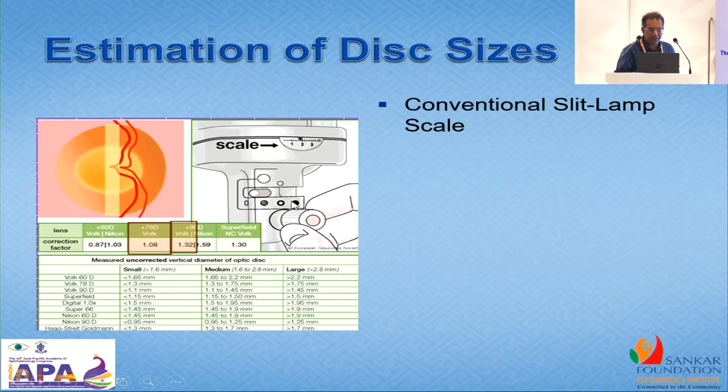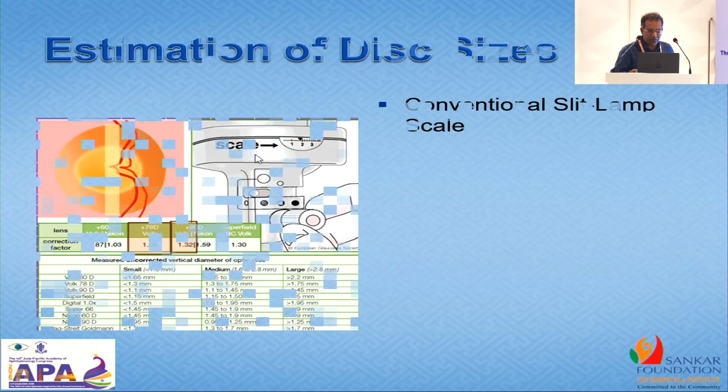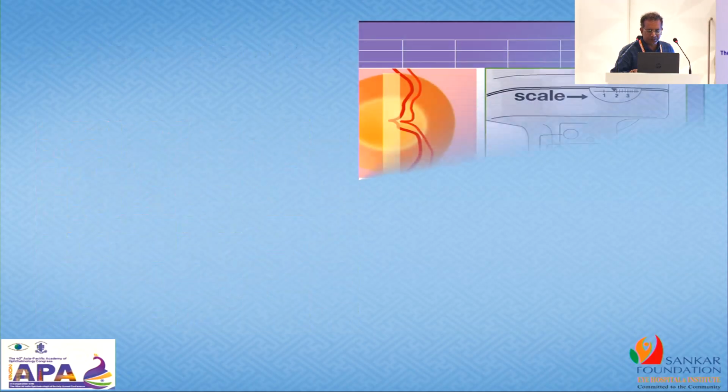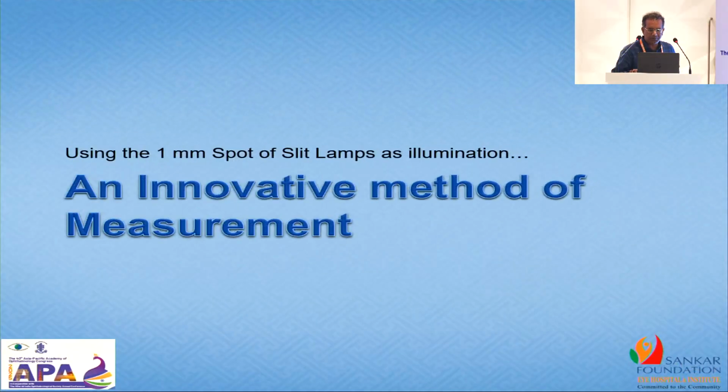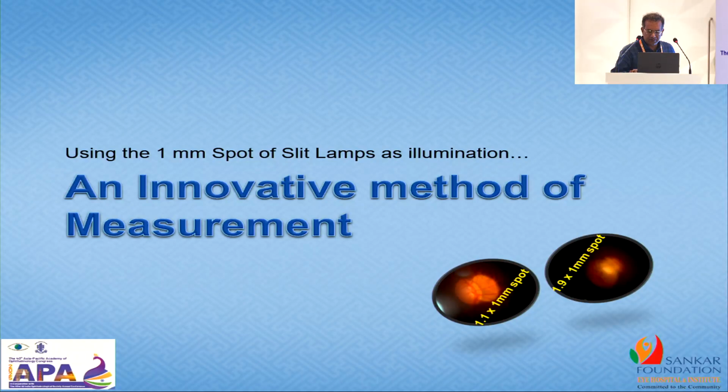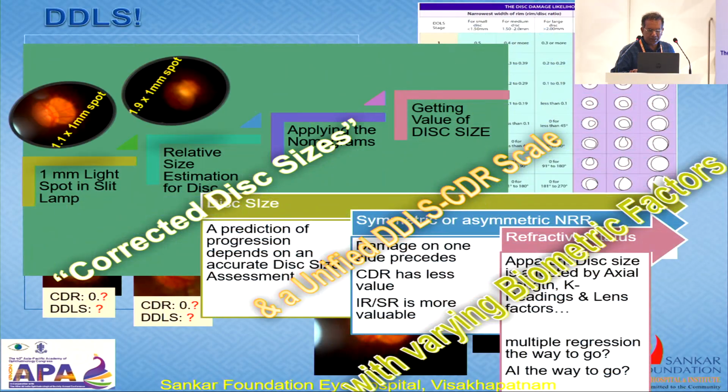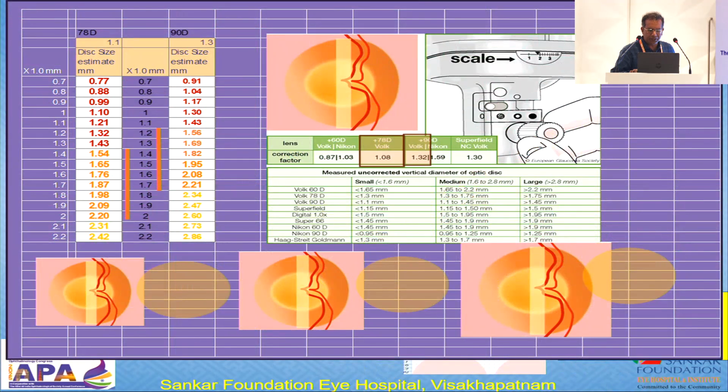So here we find the difficulties with measuring the disc size being demonstrated. Most of the slit lamps don't have these facilities, and even if they have a facility, it is not easily viewable, and therefore we came up with our own innovation and the templates using the 1 millimeter spot size of the slit lamps. So the relative size is seen, and then we are able to do the estimates.